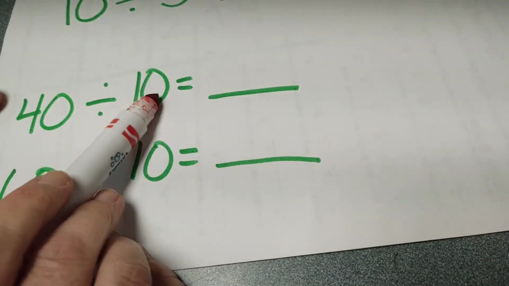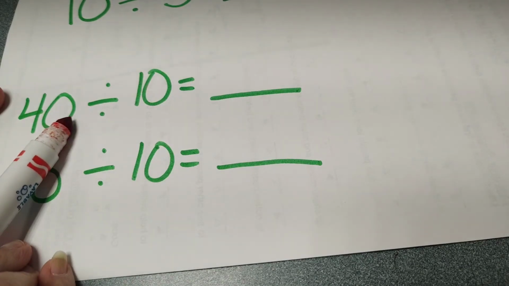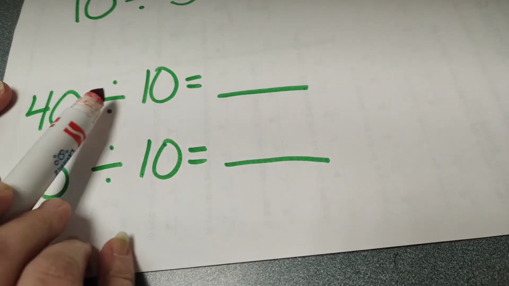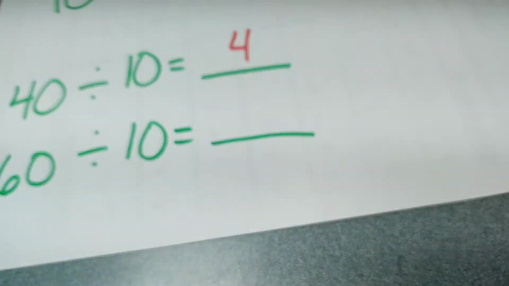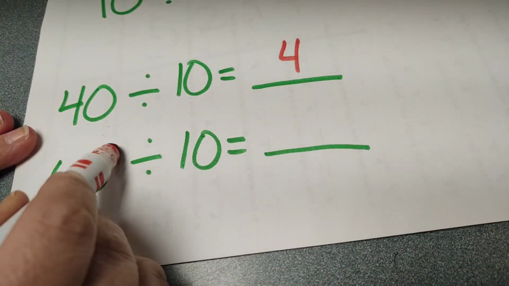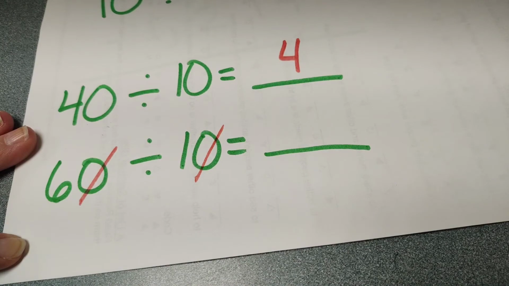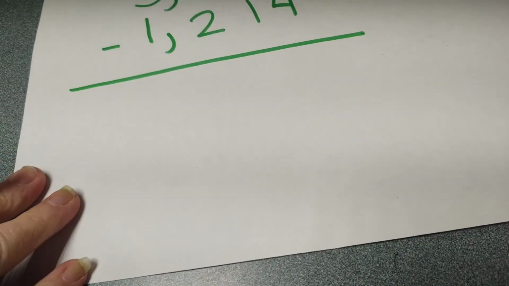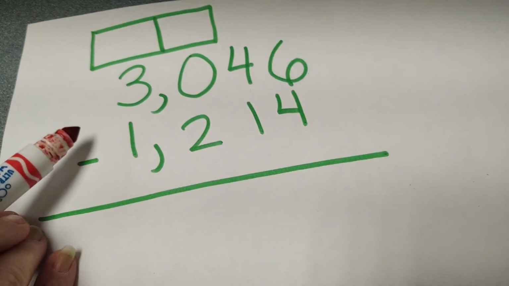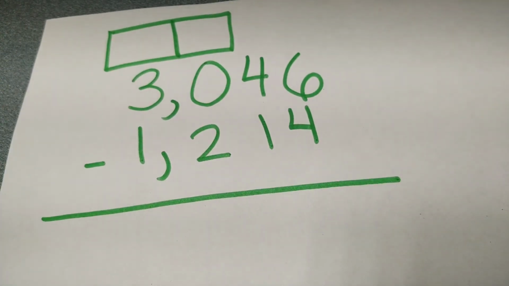And then when we are solving with divisors of 10, there's two different ways that you could do this. You can count by tens till you get to that number, and how many fingers would it take? So we're taking 40 divided by 10. So we're going to count by 10 so we get to 40. 10, 20, 30, 40. How many fingers was that? 4. Okay, the other way is to just cross out the zeros. So 60 divided by 10 is going to be 6. Super easy, okay?